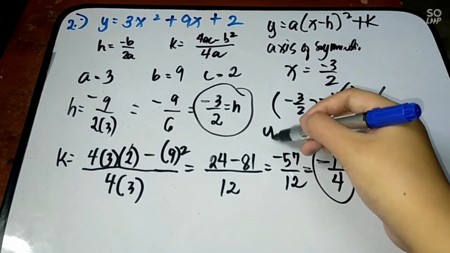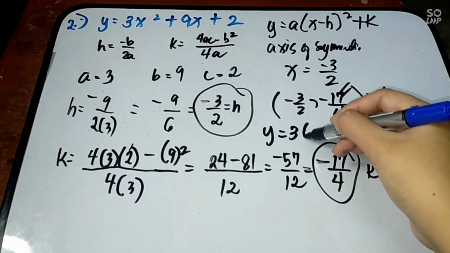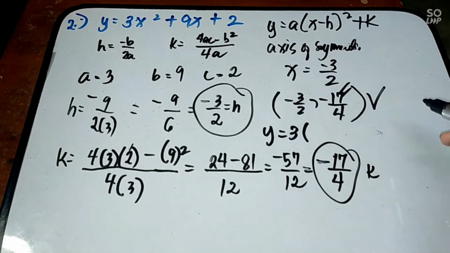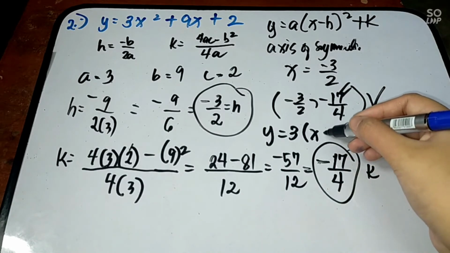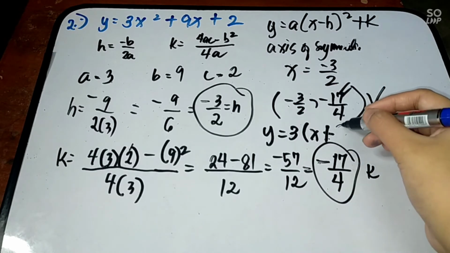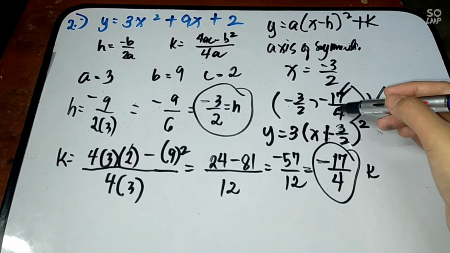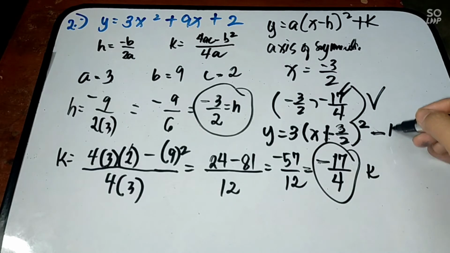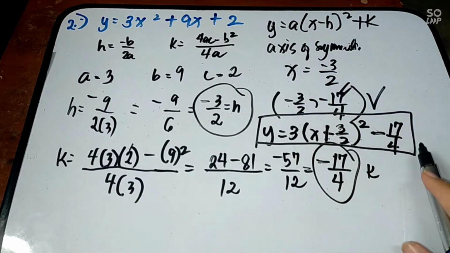Just substitute. Y is equals to, ano a natin? Ang a natin, we have here 3. Just write here 3. So, kung 1 lang yung a mo, wala ka ilalagay dyan as your a. So, yun ay intended na ang a mo is equals to 1. Then, just copy x minus. Since ito ay negative, then negative, it becomes positive. That is 3 over 2. Then, squared. Then, we have here a positive, then ito negative. It should be negative. Minus 17 over 4. This would be your vertex form naman sa inyong equation.